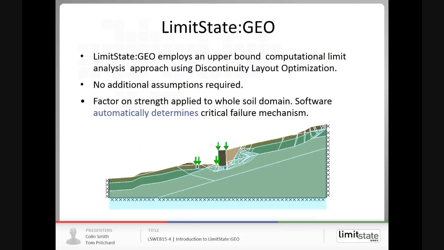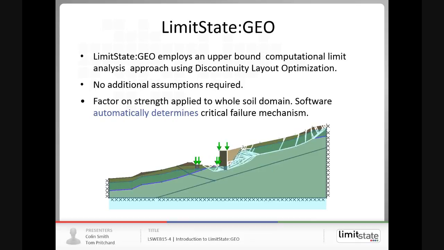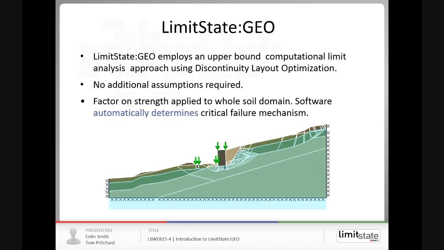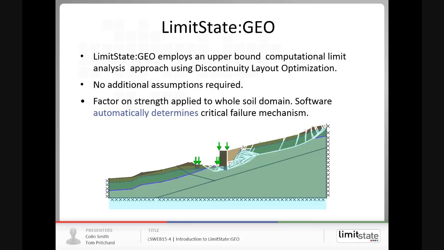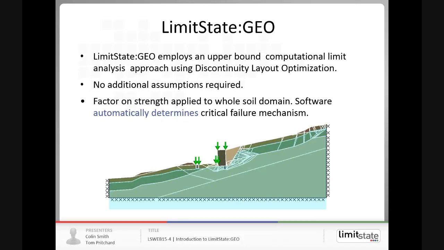So what it actually employs is an upper bound limit analysis approach using discontinuity layout optimization. It's a new, well, relatively new numerical technique, which I'll explain shortly. It doesn't require any additional assumptions, so there are no assumptions as in other slope stability software of entry and exit points, interslice force assumptions, etc. And it can provide analysis that is a factor on strength applied to the whole soil domain, which is the sort of answer you'd want for slope stability. And it automatically determines the critical failure mechanism.